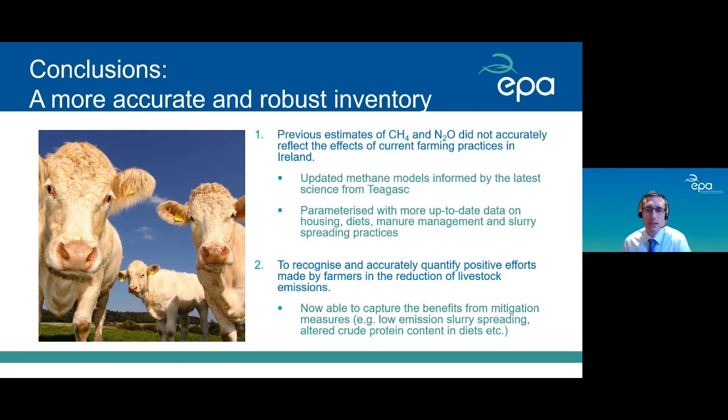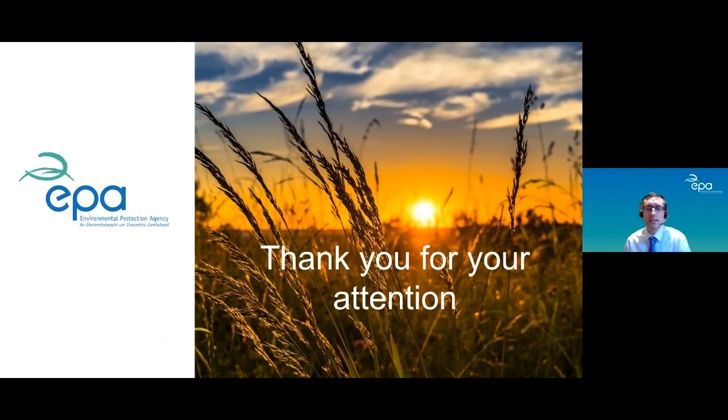For example, as low emission slurry spreading techniques become more widespread, or altered dietary changes, they can be captured in the inventory, along with other processes that are listed in the Teagasc MAC curve, or marginal abatement cost curve analysis, which you can find on the Teagasc website for details of the types of mitigation measures that are coming on board. And overall, that's just a brief run through it, and I'd like to thank you for your attention.